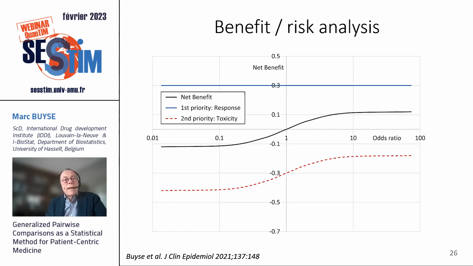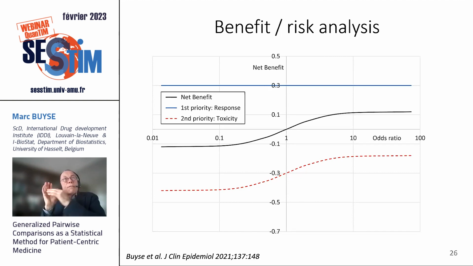Now, if you do a GPC analysis of this, you can actually look at the net treatment benefit as a function of the odds ratio. So you look at the cross-classification of efficacy versus toxicity, and sometimes efficacy is fully correlated with toxicities. Sometimes it's the opposite. The toxicity is completely unrelated to the efficacy. And I will come to this in just a moment. But depending on this odds ratio, you see that the net treatment benefit, the black line, can go from negative to positive if you prioritize the response over the toxicity.